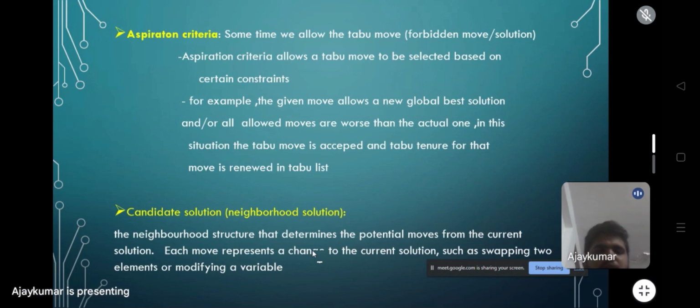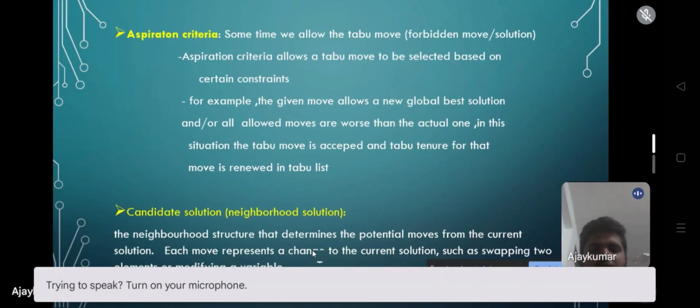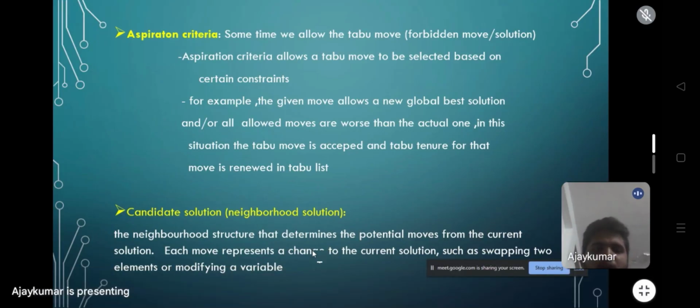Next, aspiration criteria. Sometimes we need to allow the taboo moves. Means if any move or solution is in the taboo list it won't be allowed, but sometimes we have to allow those moves because, for example, a given move provides a global solution, or all the moves are worse than the given taboo move. In that situation, we allow the taboo moves, meaning forbidden moves.